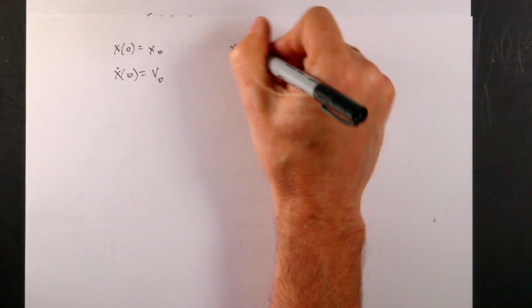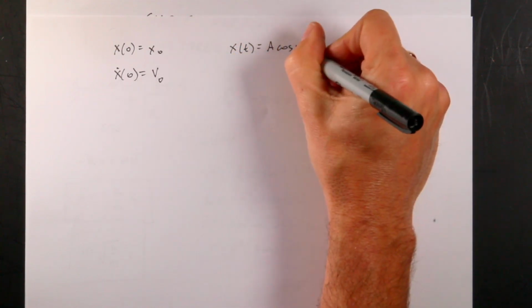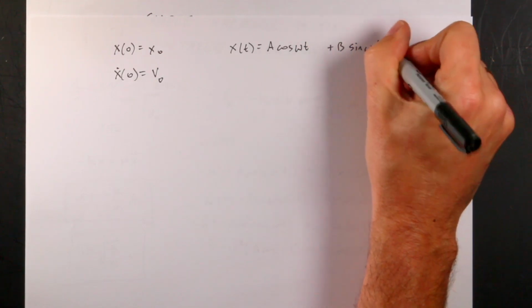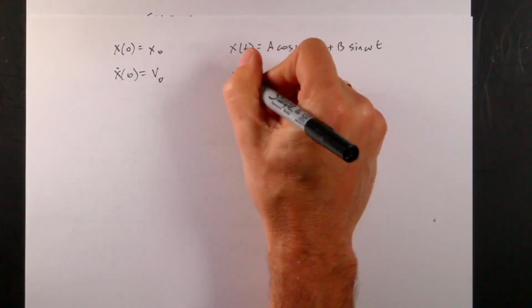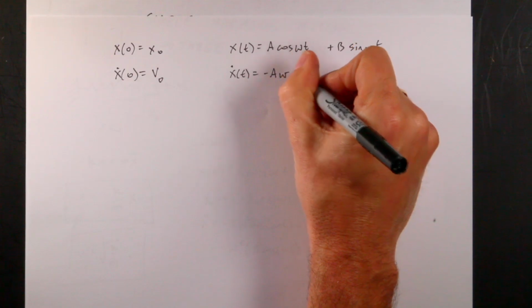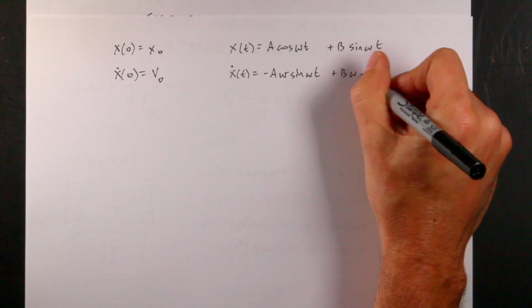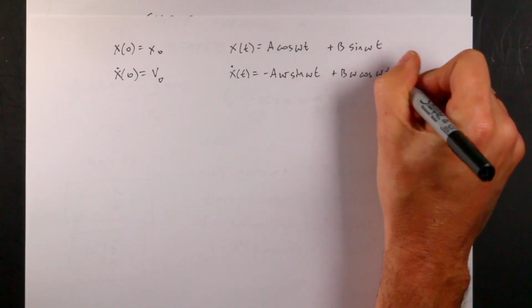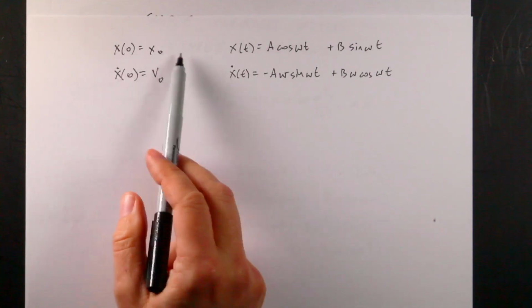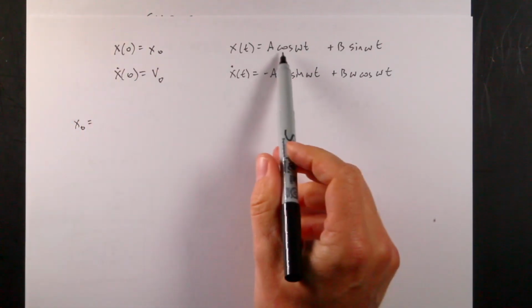So I had this as my x. X as a function of t is a cosine omega t plus b sine omega t. I'm not going to put parentheses there because I think we all know that's fine. And then x dot of t was negative a omega sine omega t plus b omega cosine omega t. So let's go ahead and use this value right here. I know that when t is equal to 0, this has to be equal to x0. So I can say x0 equals, I'm going to put in t equals 0.